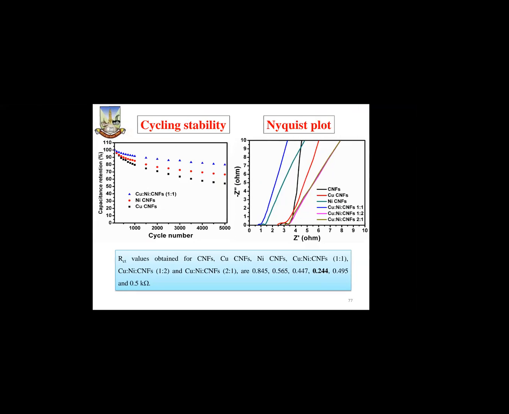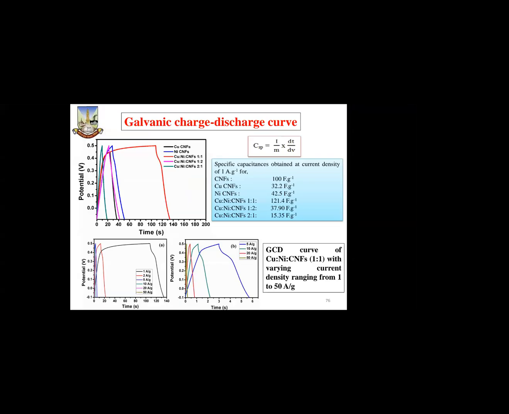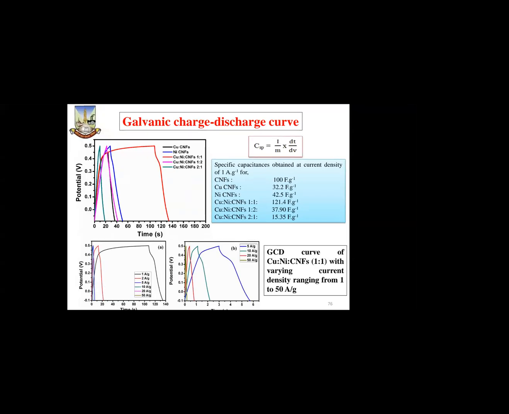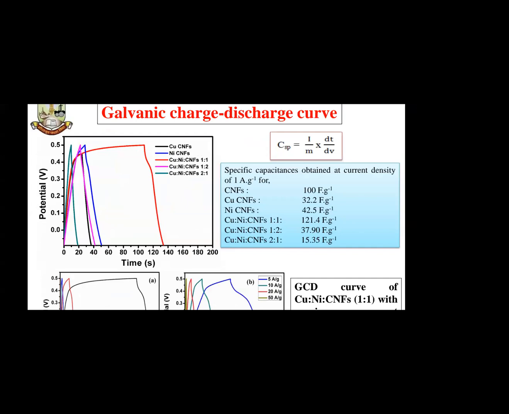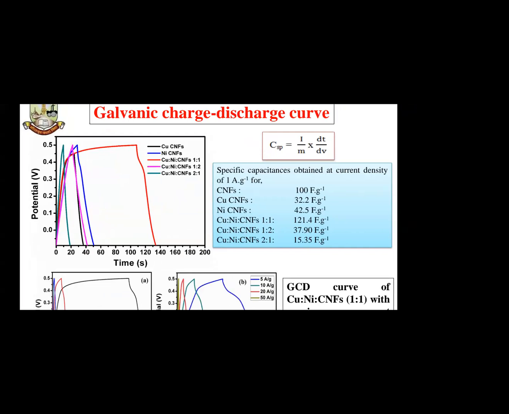So this is the galvanostatic charge discharge curve for the material. If you look into this charge discharge, 1:1 is showing the maximum charging capacity with very late discharging capacity as compared to 1:2 and 2:1 ratio.